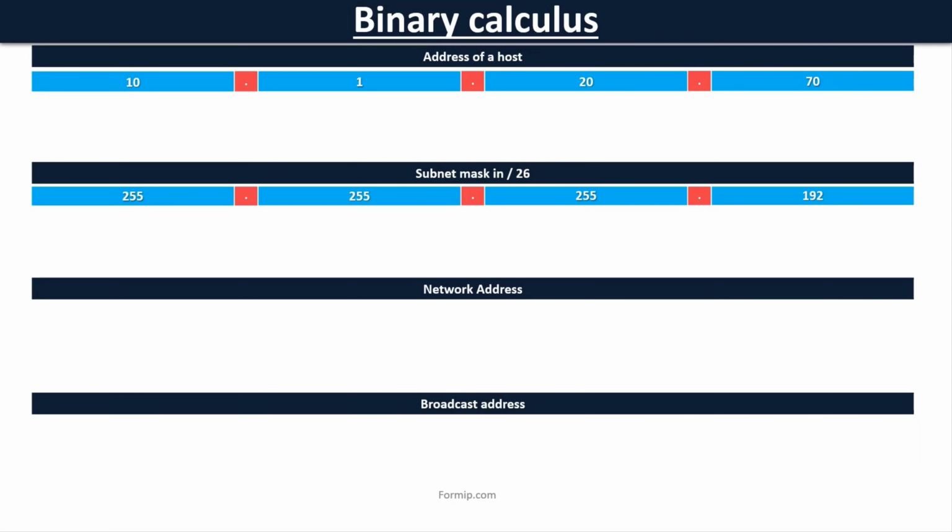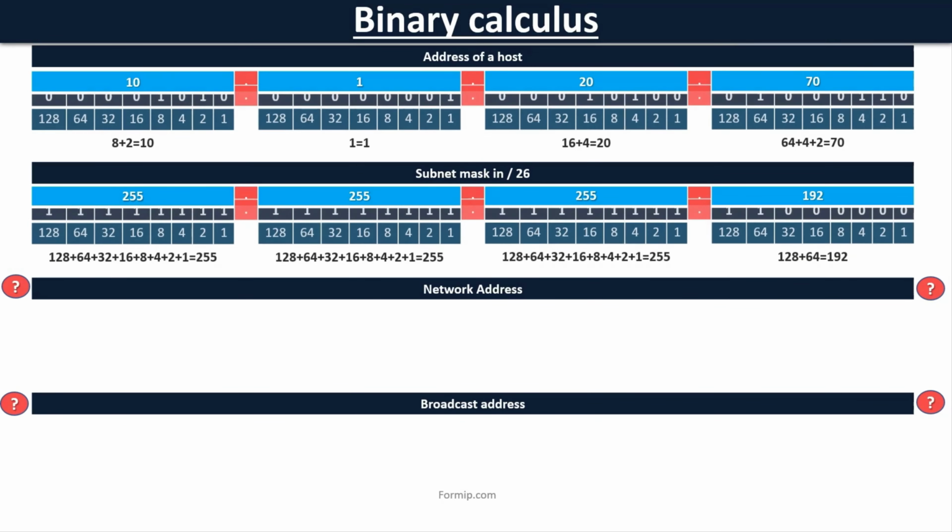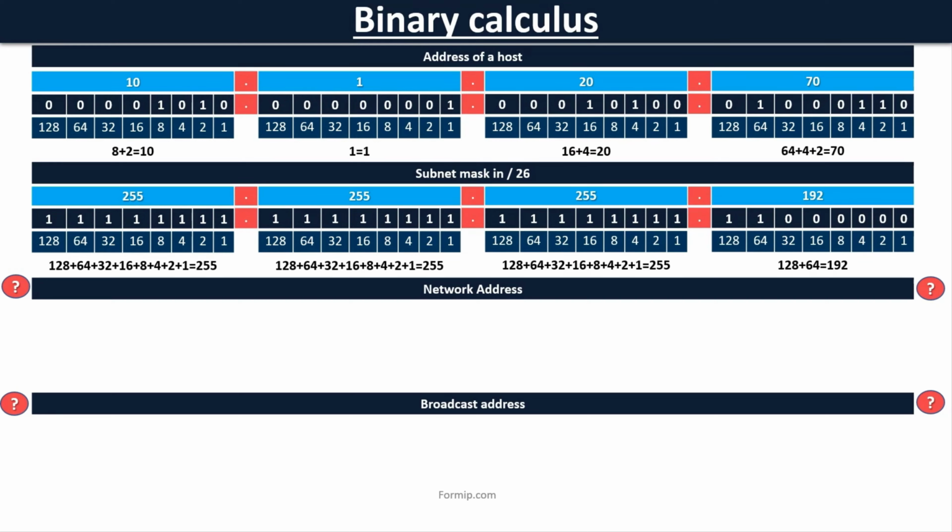We will now see another example with the IP 101.20.70.0 associated with a subnet mask in /26, that is to say 255.255.255.192. We would like to know the network address and broadcast of this IP. For that, you must write the IP address and its mask in binary. In the subnet mask, the 1s represent the network part, and the 0s represent the host part. When we talk about separation, we are talking about the separation between the network part and the host part. That is to say, between the 1s and the 0s.